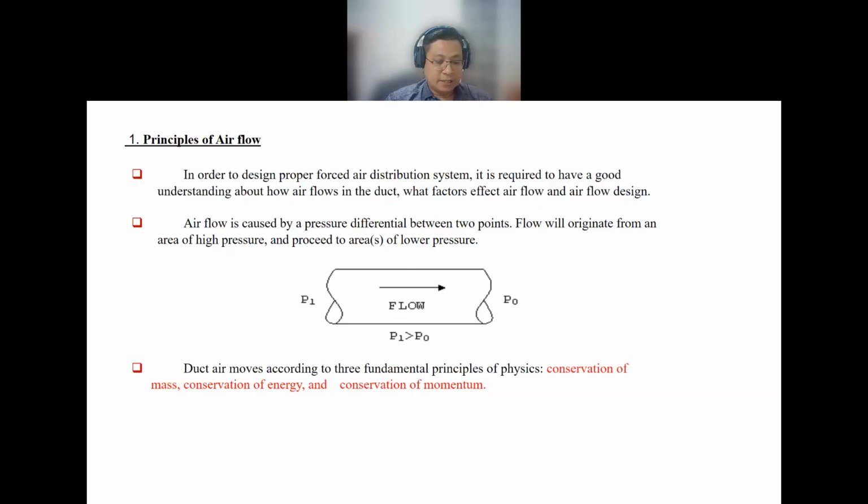Based on the Bernoulli principle, it has three parts of conditions. The first part is pressure, the second part is kinetic energy, and the last part is potential energy. Because of these properties, a duct system can give the flow.